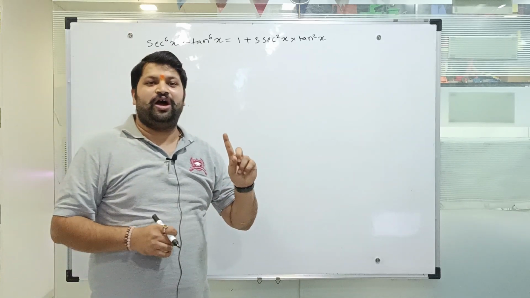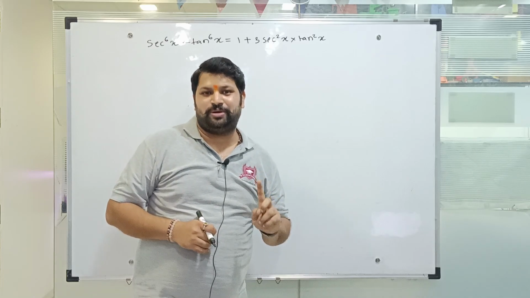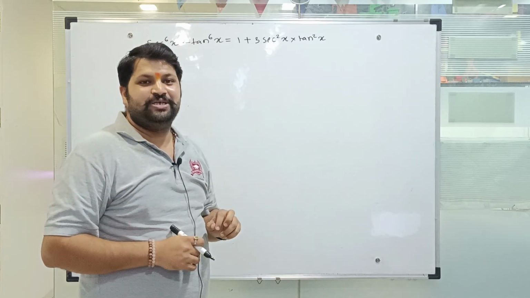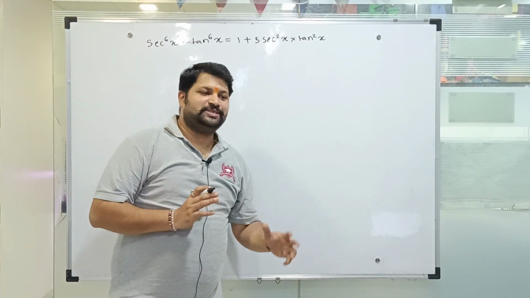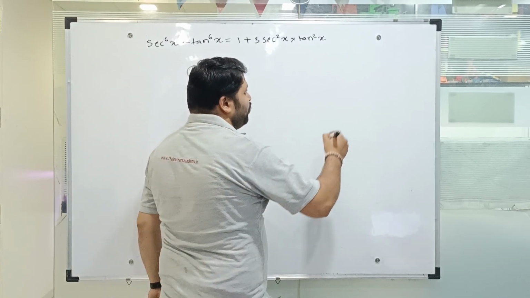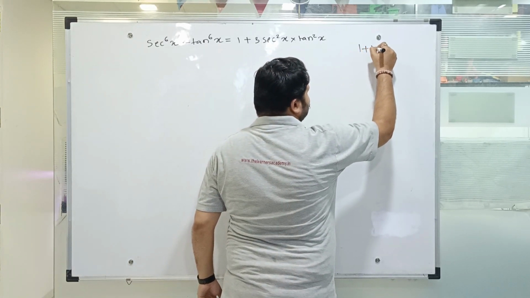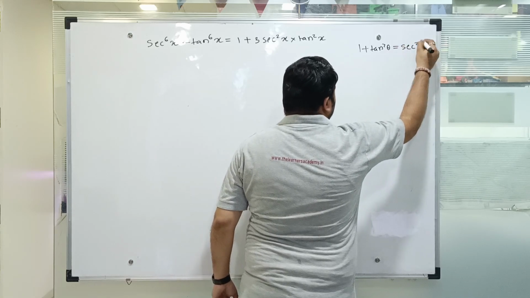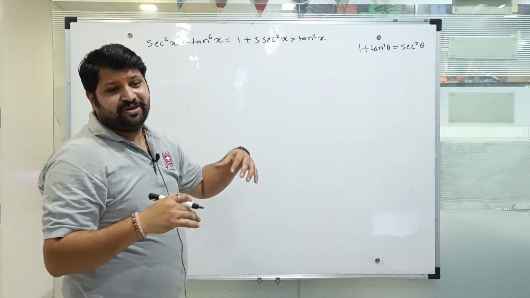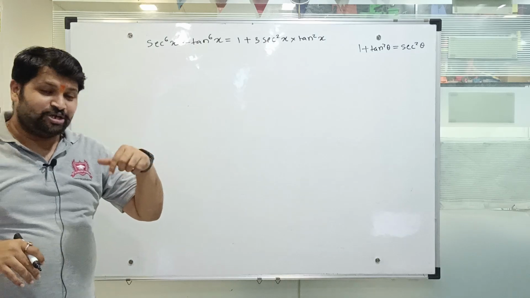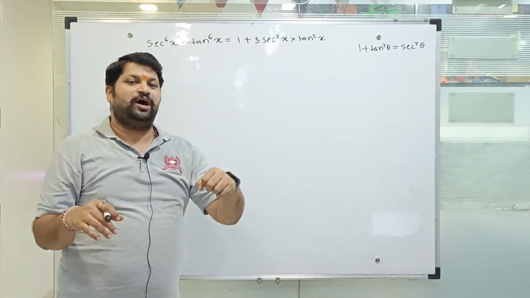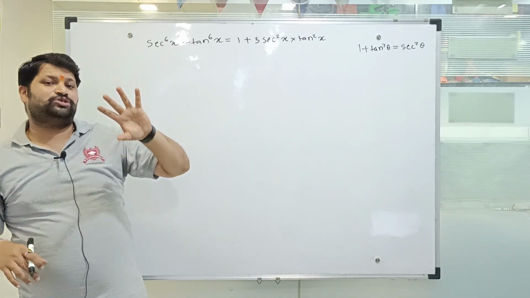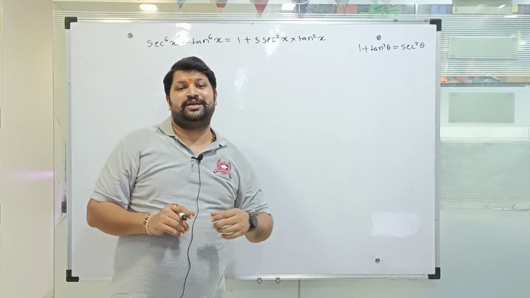First thing, we are going to use the tan sec property. What does the tan sec property say? The sec tan property says 1 plus tan square theta is equal to sec square theta. This is the property that we are going to use here. There is one more property that we are going to use. This property was taught to you earlier.